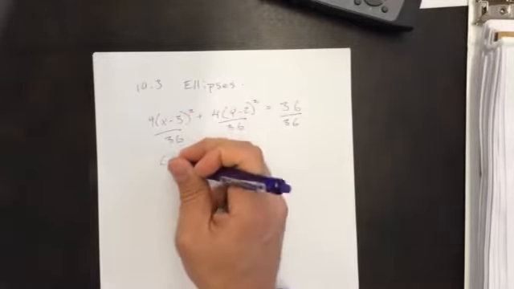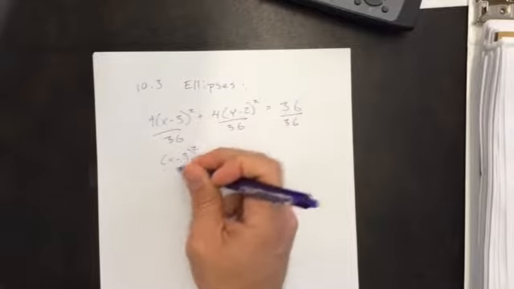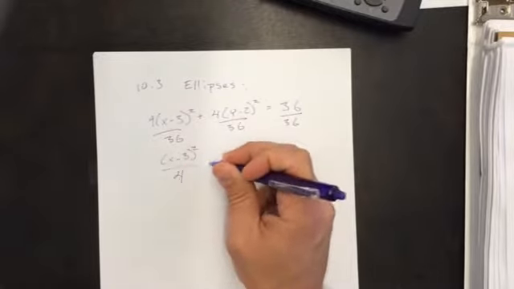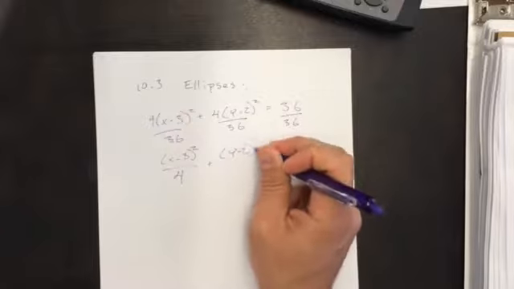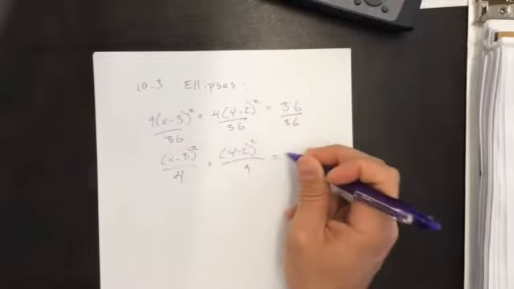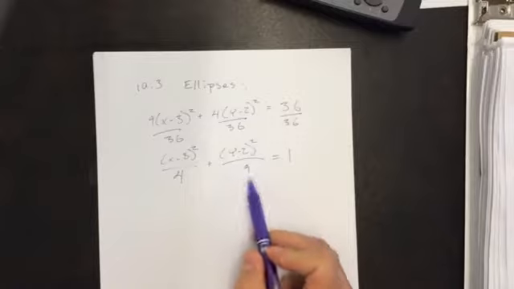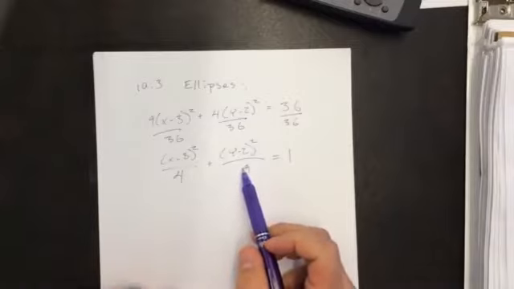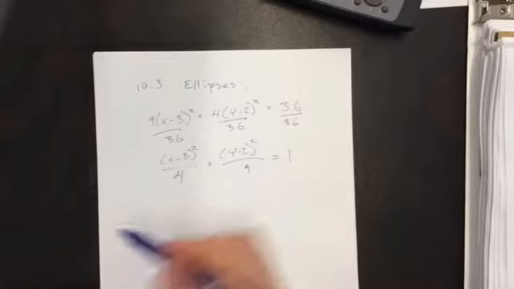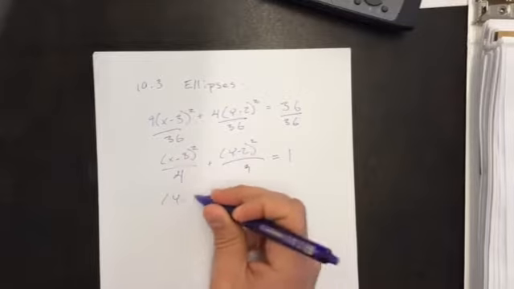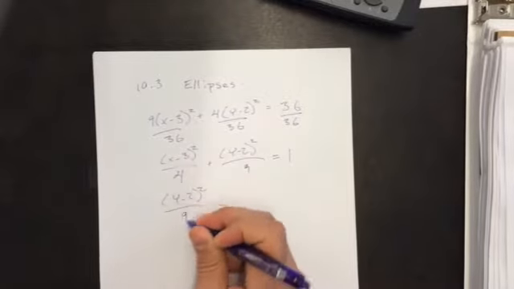Which is going to leave me with (x minus 3) squared over 4 plus (y minus 2) squared over 9 equals 1. Notice that the larger number is under the y, which is telling me that it's a vertical ellipse. So I'm going to actually switch the places of these. Because it's addition, you can just switch the order.